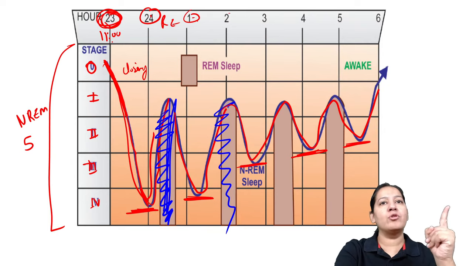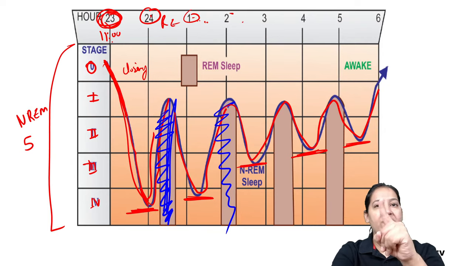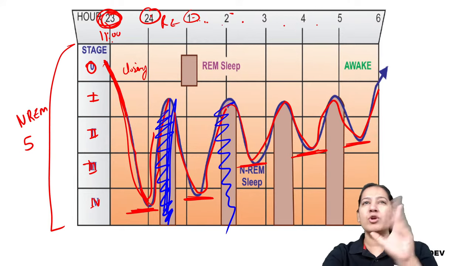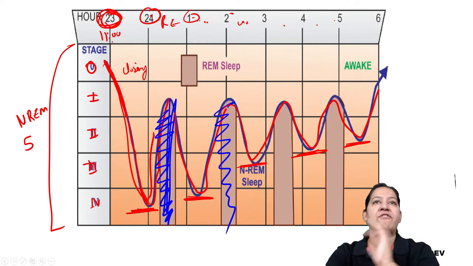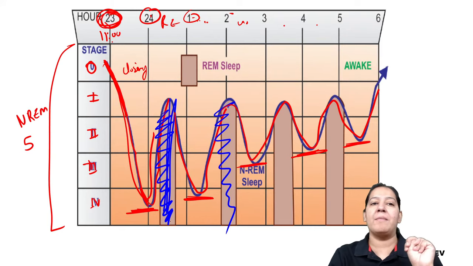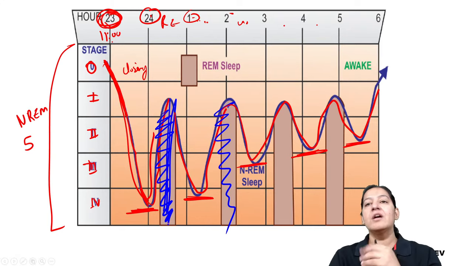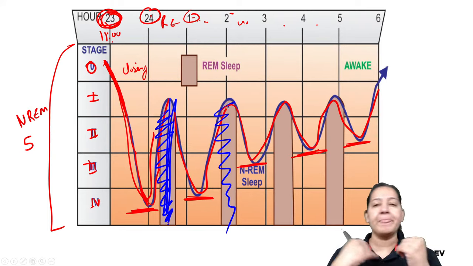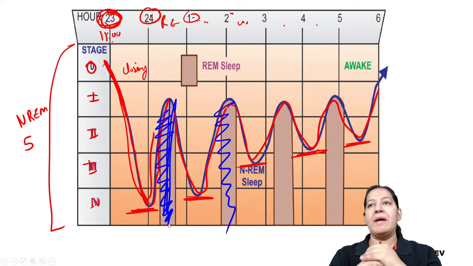Then again, from 1 to 2, you have non-REM. Then again, you have REM. Then you have non-REM. So usually, a cycle is about 40 minutes each. In 40 minutes you complete non-REM, REM, and so on. So there is alternate non-REM and REM. What we have learned from this pattern is that we have two types of cycle, non-REM and REM, alternating.